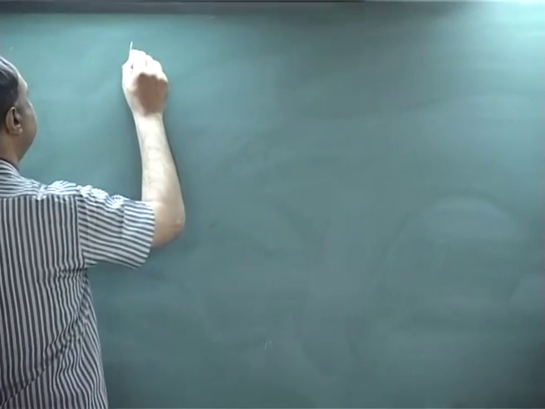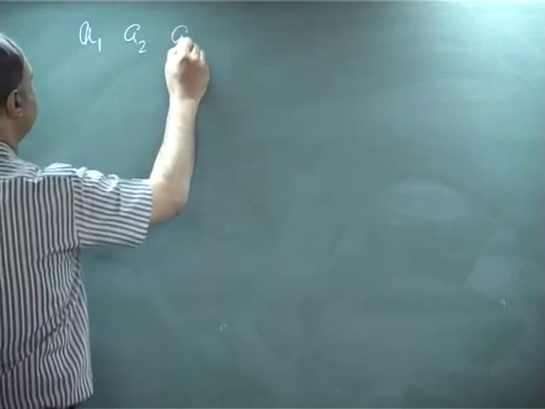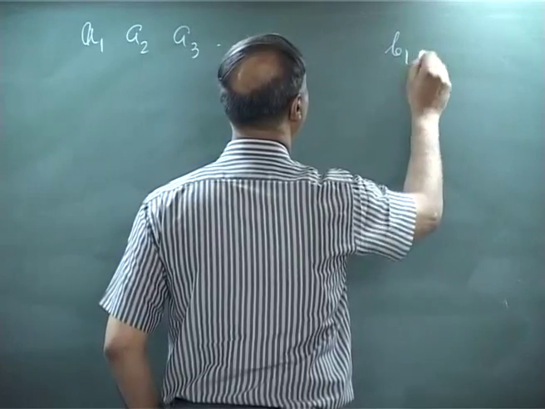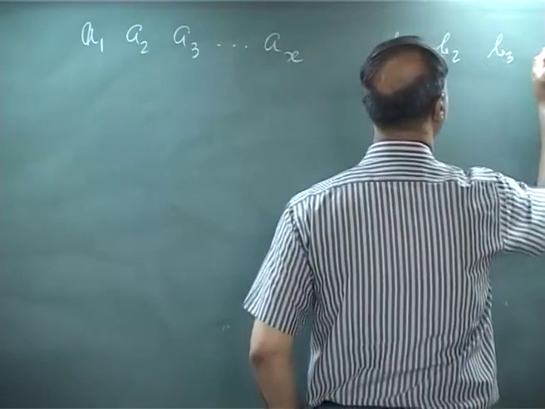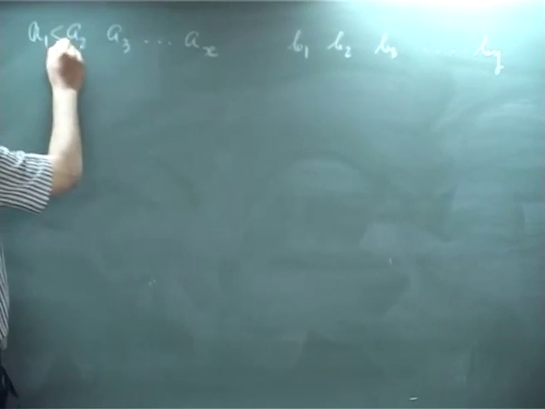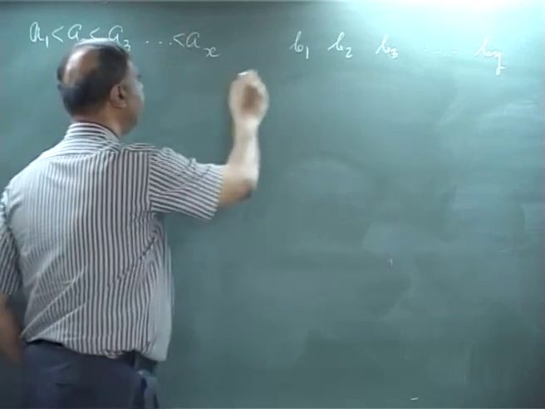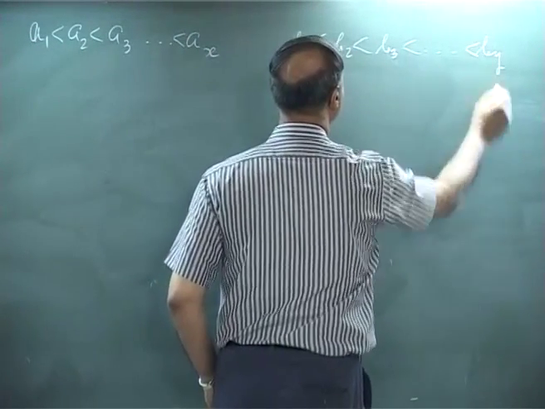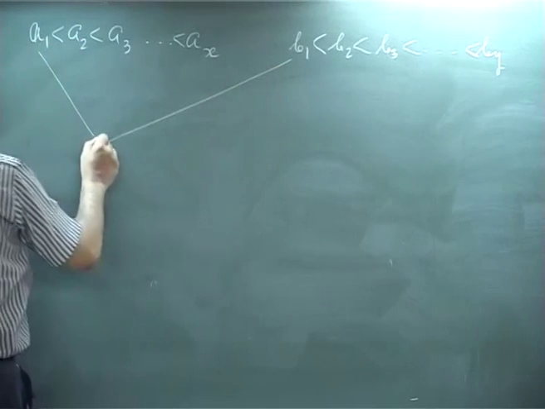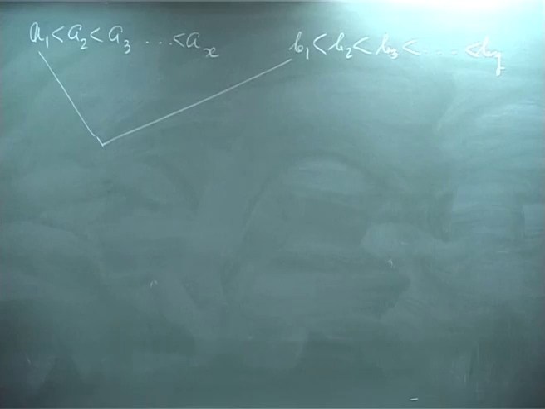You have A1, A2, A3, up to Ax, and you have B1, B2, B3, up to By. Suppose you want to merge these two sequences, each satisfying the sorted criteria, into one sorted sequence. So what I do, I compare A1 with B1. If you find that A1 is smaller than B1, then A1 is the smallest element, which I write as C1.